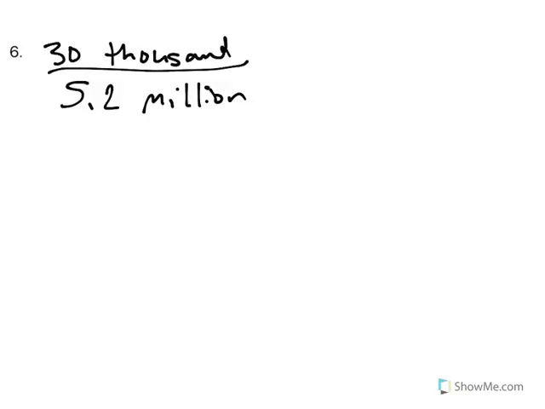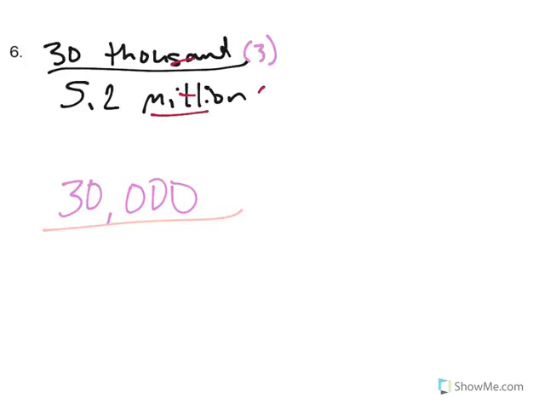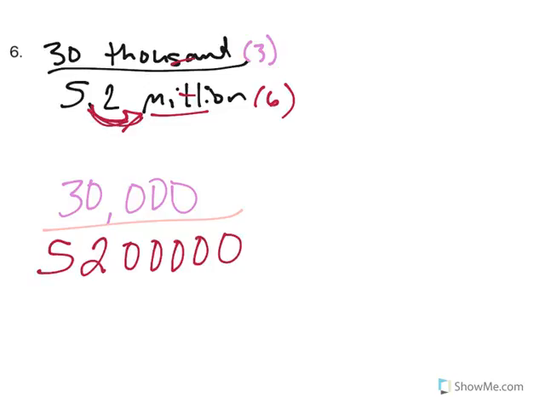Now, in number 6, I have 30,000 over 5.2 million. And because these labels are different, I can't just cancel them out. But when I think of 1,000, I think 3. So I'm going to take 30,000. I'm going to add 3 zeros. When I think of million, I think 6. So I'm going to go 6 decimal places to the right. So that 2 is the first one. 1, 2, 3, 4, 5, 6. And I add the rest as zeros, right? 6 decimal places. So now I can play the cancel off zero games.